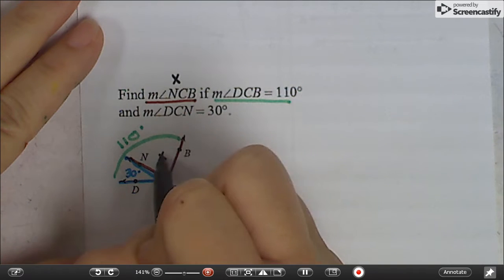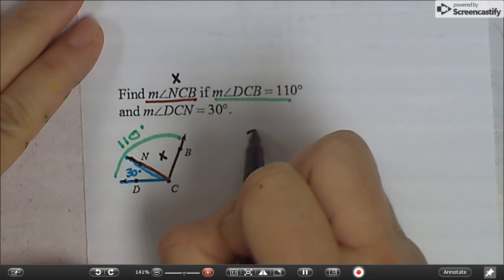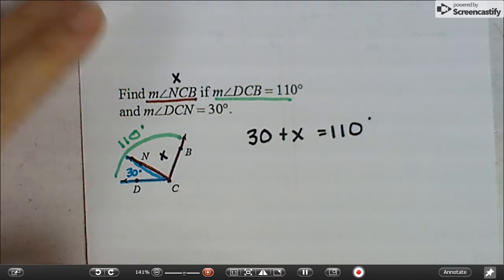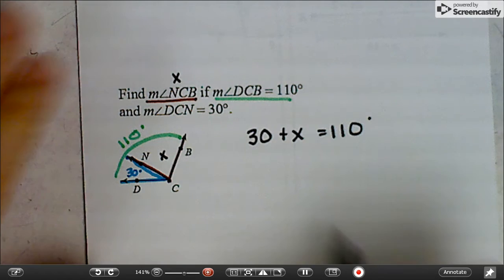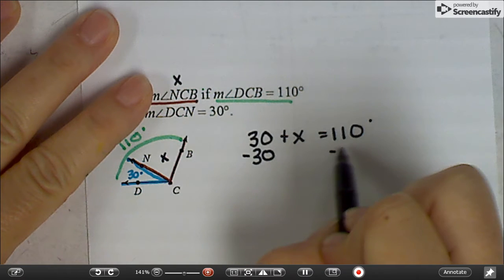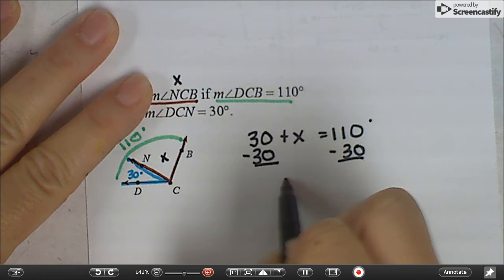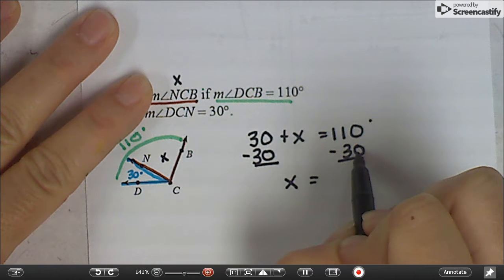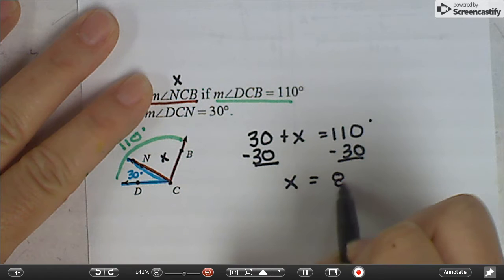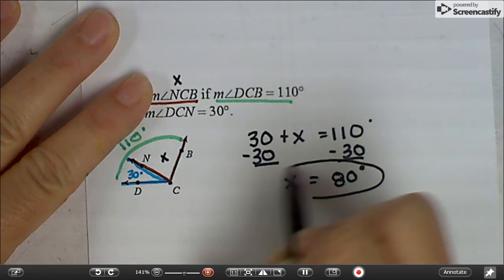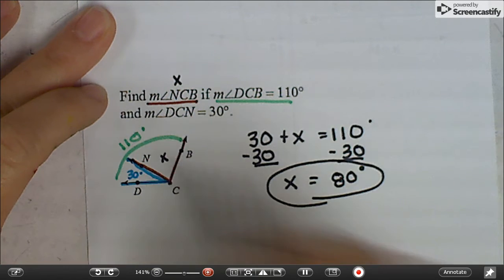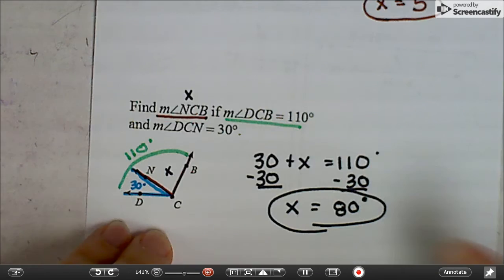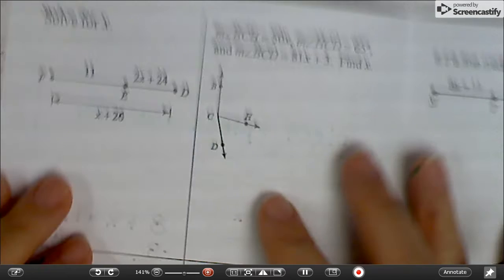So we're going to call it X, and then write 30 plus X equals 110. Or you could do X plus 30 equals 110. That doesn't matter. So we'll subtract 30 from both sides. X equals, let's see, minus 10 would be 100, minus 20 would be 80 degrees. So angle NCB is 80 degrees. All right, no algebra involved there, just angles.